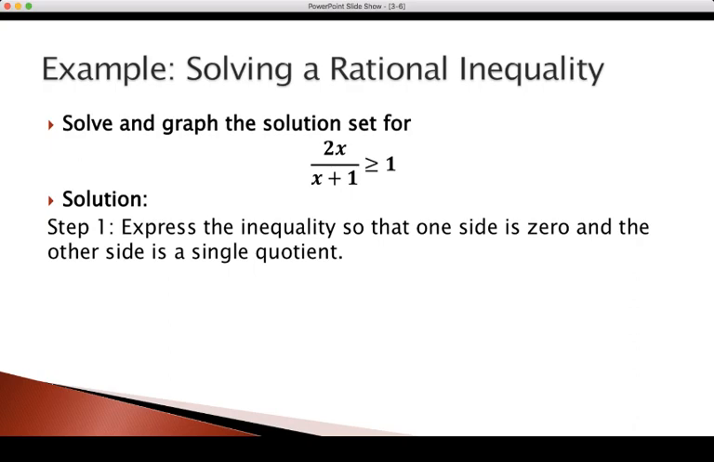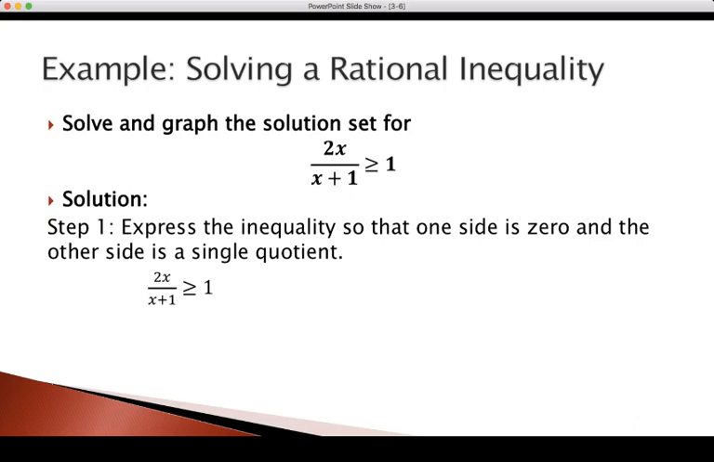So step one, we need to express the inequality so that one side is 0 and the other side is a single quotient. And what I mean by single quotient is because we need it to be a rational function. If we have two different fractions or something in there, then it's not a rational function anymore, it's two rational functions. So we need one side to be a rational function and the other side to be 0.